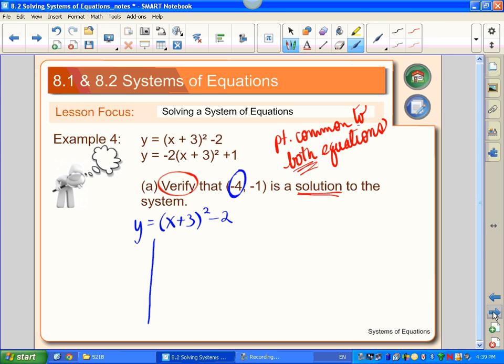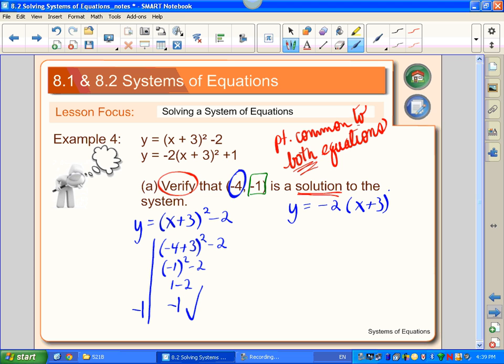So we said that x is -4. When x is -4, I get (-1) squared minus 2. 1 minus 2, -1. And guess what y was? y was -1. So are those equal? Yes. Is it a solution? I don't know yet, because it has to be common to both equations. So we have to do the same thing with the other.